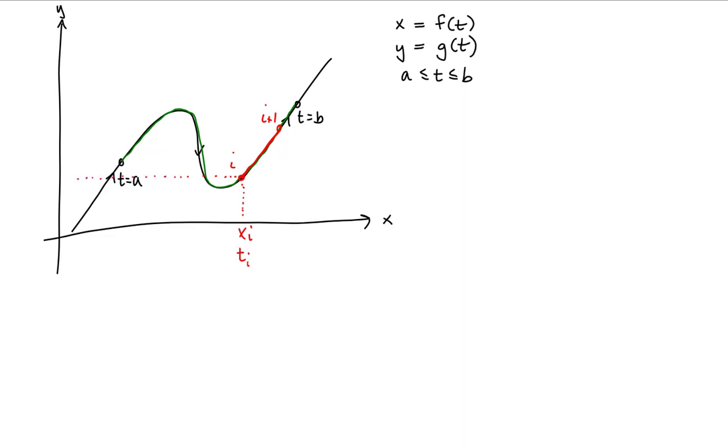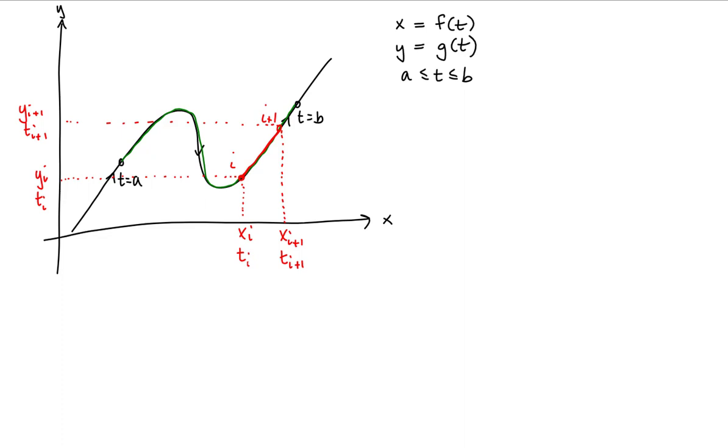The y-coordinate of this first point is y sub i at the same value of the parameter t, t sub i. The second point takes place with an x-coordinate of x sub i plus 1 at a later time identified as t sub i plus 1. Similarly, the y-coordinate is y sub i plus 1 at the same value of t, t sub i plus 1.